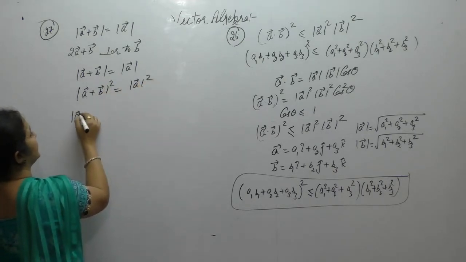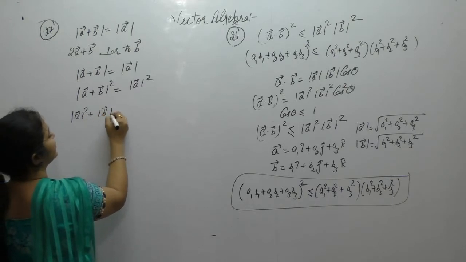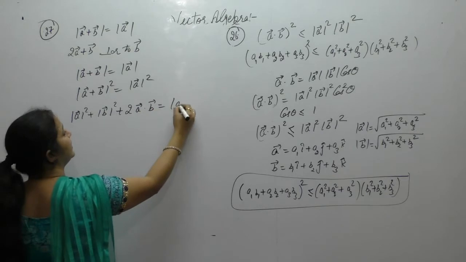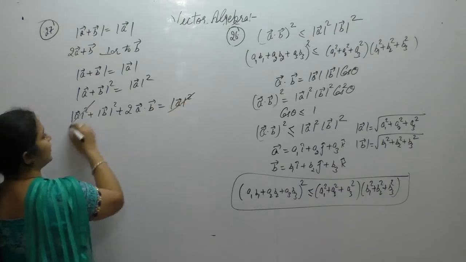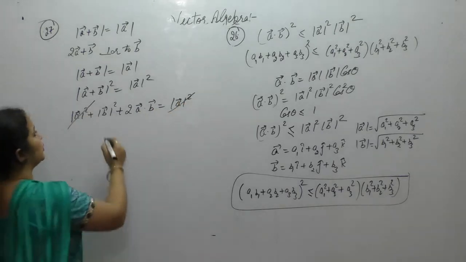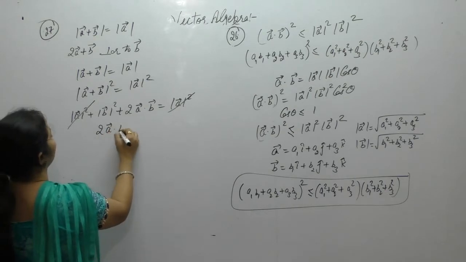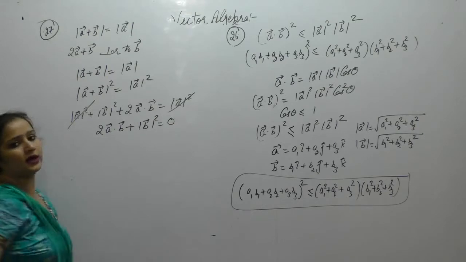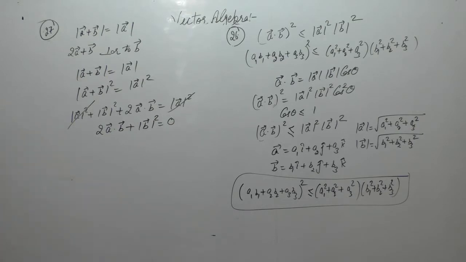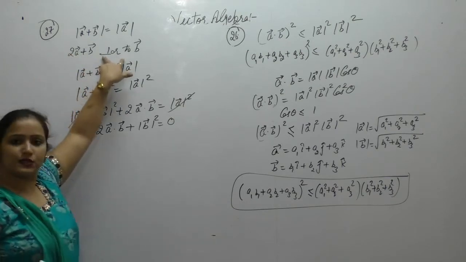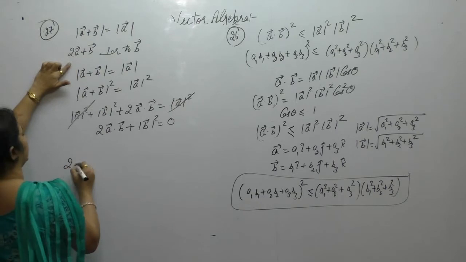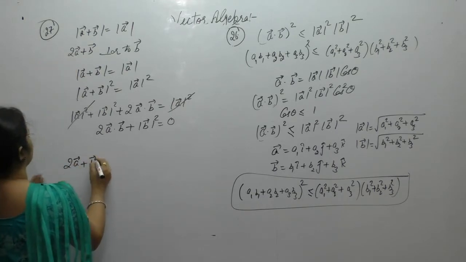a plus b squared is magnitude of a squared plus magnitude of b squared plus 2a dot b. Magnitude of a squared will get cancelled. So 2a vector dot b vector plus b squared is equal to 0. Now we want to prove that these two vectors are perpendicular, then we will have to show dot product of these vectors is 0.